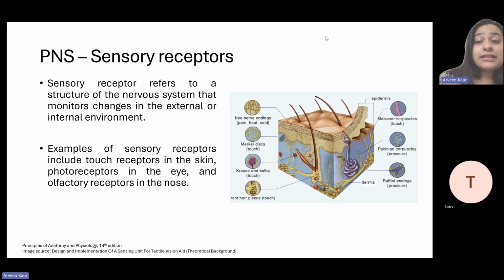Then sensory receptors, right? What are sensory receptors? They are like the nerve endings that are present on our fingertips, on our toes, on the surface of our arm, or throughout. Sensory receptors basically refer to structures of the nervous system that monitor changes in the external or internal environment, right? So all the examples that I was giving were external sensory receptors, right?